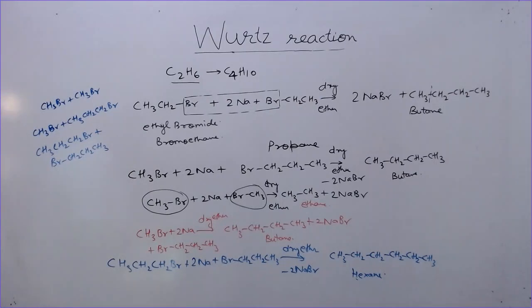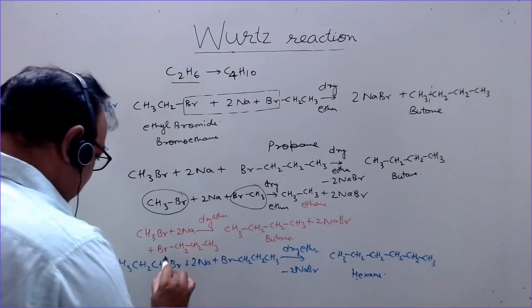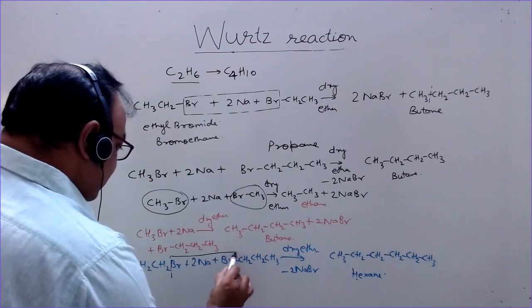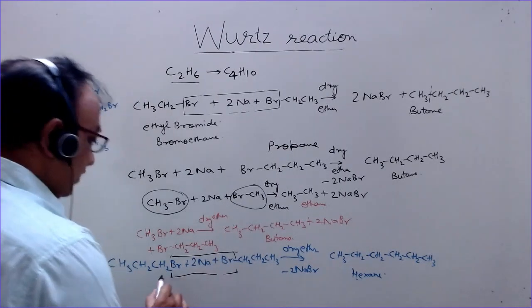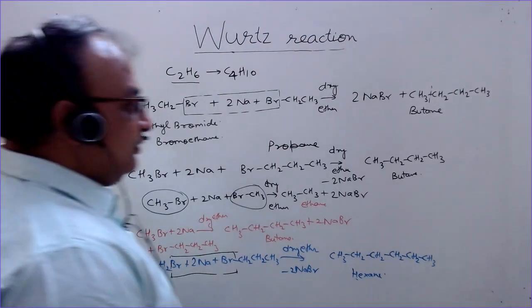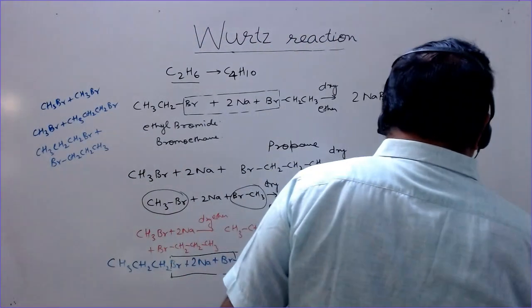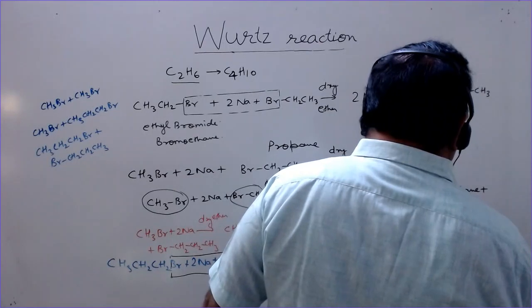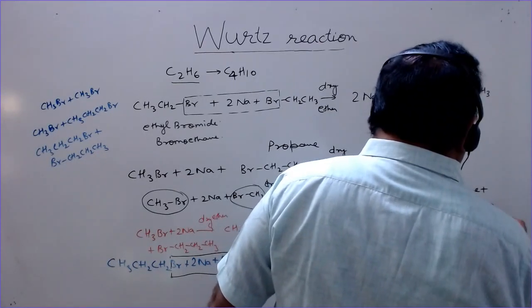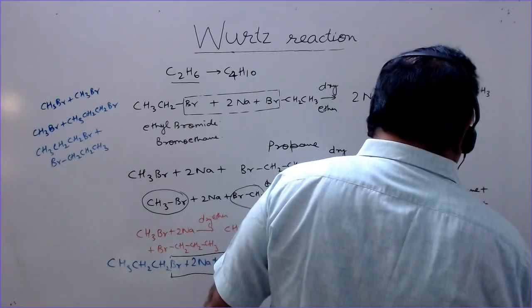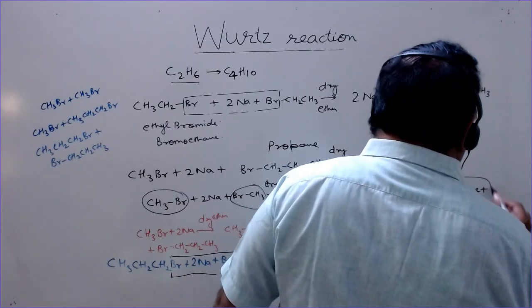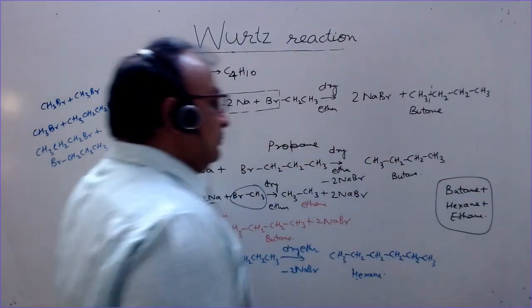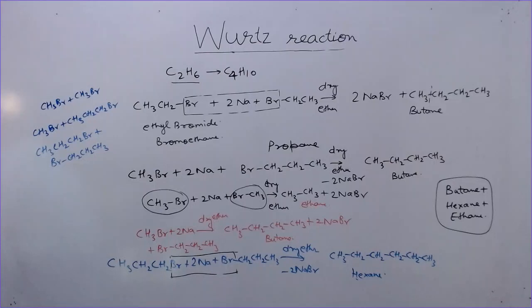So you can see the result. What happens? We are getting a mixture of butane plus hexane plus ethane as a result of the Wurtz reaction. So in this case, these three hydrocarbons are produced.